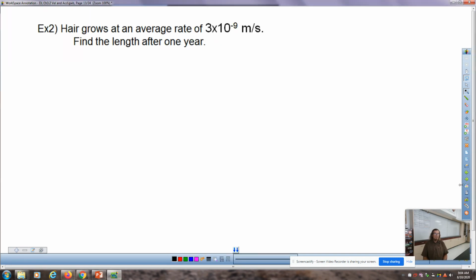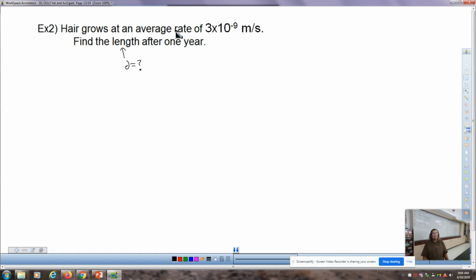Hair grows at an average rate of 3 times 10 to the negative 9th meters per second. Find the length after 1 year. Okay, so we recognize length. That sounds like there's a question. Find the length. Length is a measurement of distance. Now we have a money question.